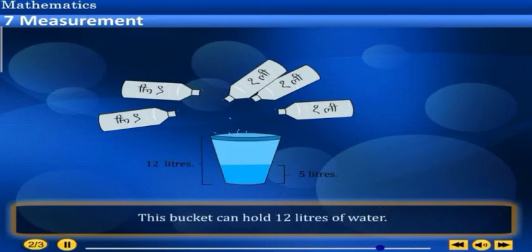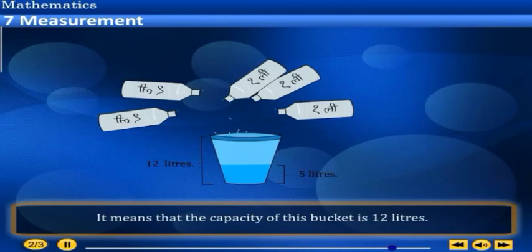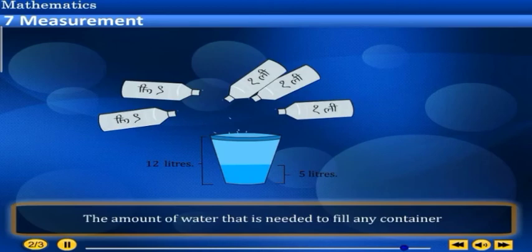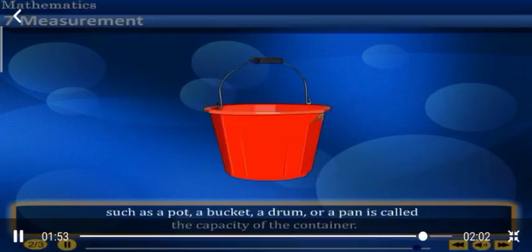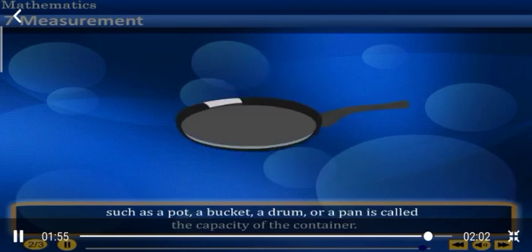This bucket can hold 12 liters of water. It means that the capacity of this bucket is 12 liters. The amount of water that is needed to fill any container, such as a pot, a bucket, a drum, or a pan, is called the capacity of the container.